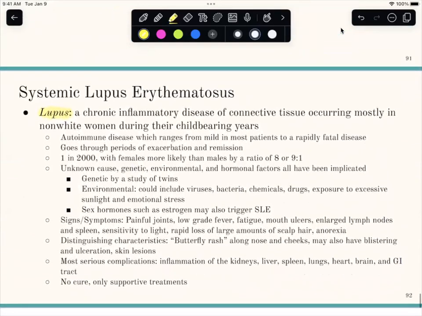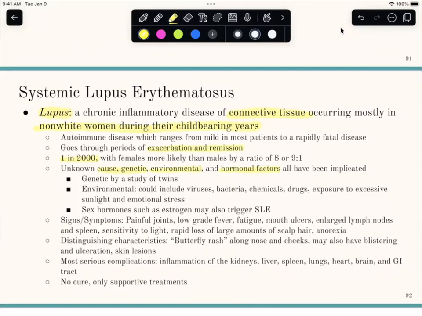Lupus is where your immune system is attacking connective tissue. It is mostly seen in non-white women of childbearing age. It can act up. It can go into remission. About 1 in 2,000 females have lupus. We don't know the cause. It has some genetic cause to it, environmental, what you're exposed to. Hormones can play a factor.